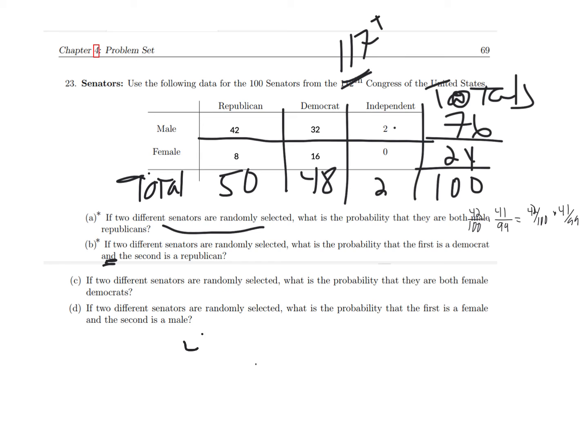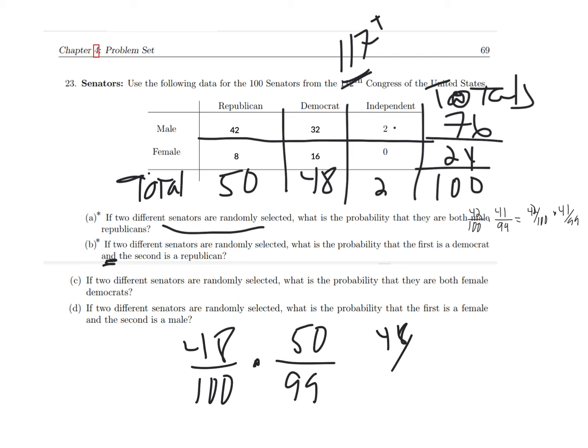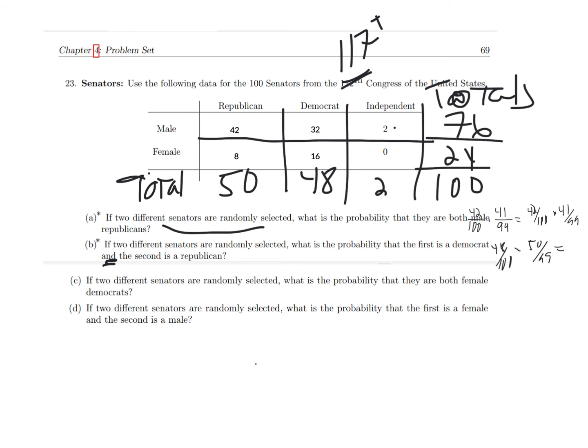I have 48 Democrats out of 100. Now I've taken a senator out, so there's only 99 left. But I'm not going to pick another Democrat. I want to get a Republican this time, and at this point, there's still 50 Republicans in the pool. So we're going to do 48 divided by 100 times 50 divided by 99, hit equals, and there's your answer. Next one, 2 different senators are randomly selected. What's the probability that they're both female Democrats?